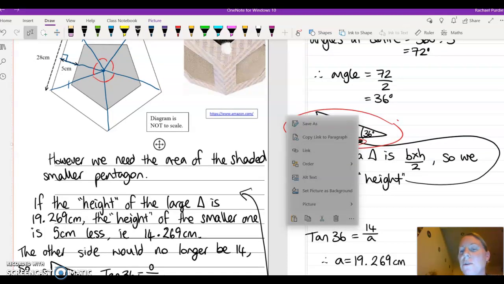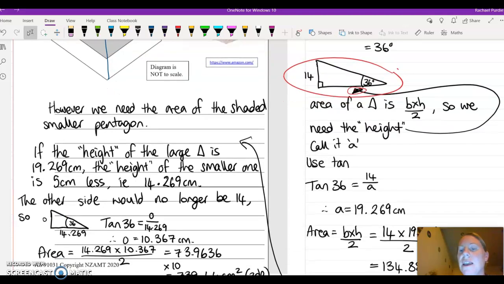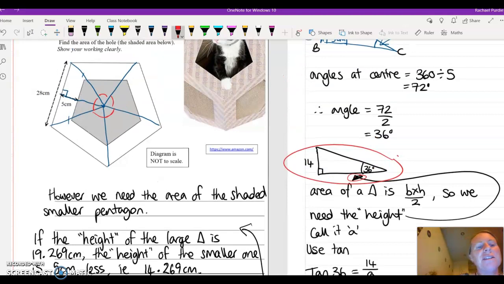In this case, if we use trig, it's just going to use tan. We've got opposite and we want to find the adjacent, so we can use tan. If we use tan, you'll end up with 19.269. So that's telling us how long it is. And if you're clever, rather than what I did, you'll go, okay, if this is 19 centimeters long, then the length we actually want to know to find the area must be 14 point whatever centimeters long because it's just 5 centimeters shorter.